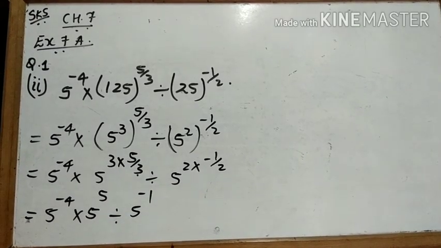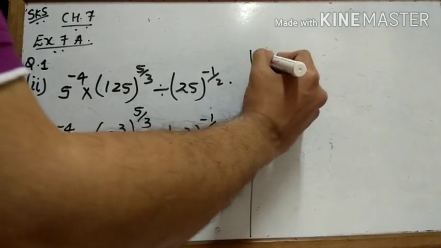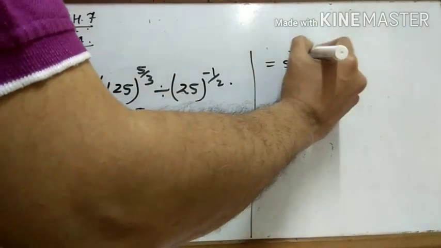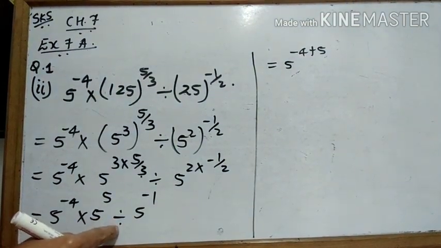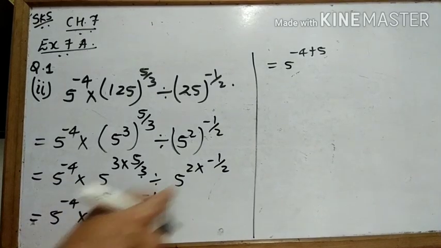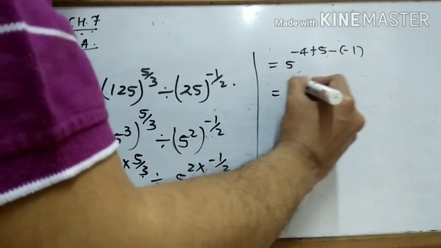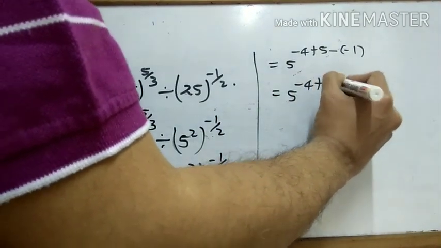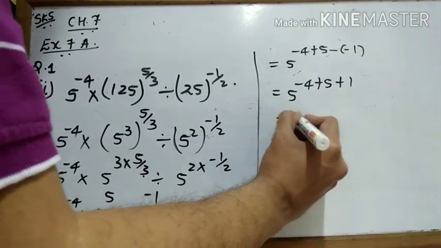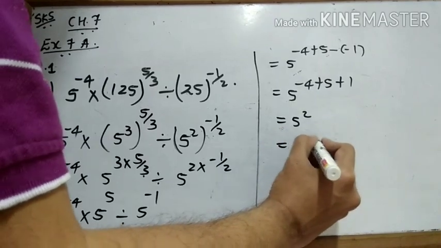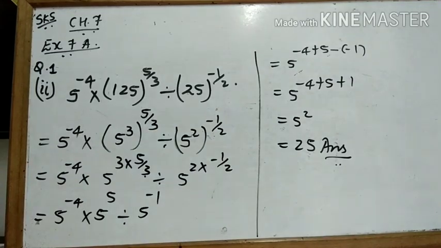And we know the rules that if bases are same and we have a multiplication over here, what we can do is 5 raised to negative 4 plus 5. These two indices will be added, and it is in the form of a division. Whenever it is in the form of a division, we have to do subtraction, minus of minus 1. So what we will get over here is 5 plus 1 is 6, 6 minus 4 is 2, so this becomes 5 squared. Final answer is 25. Key point to remember, make all the bases same.